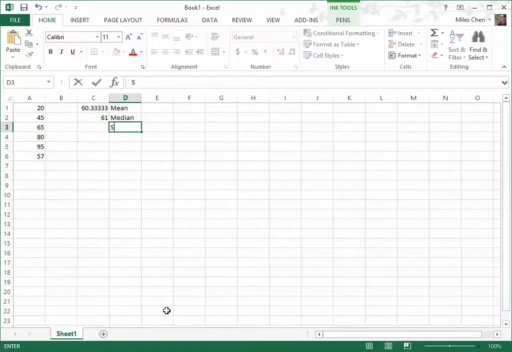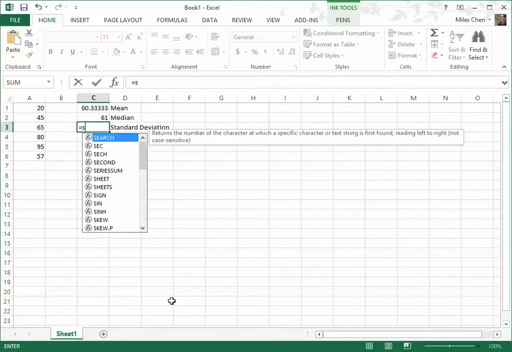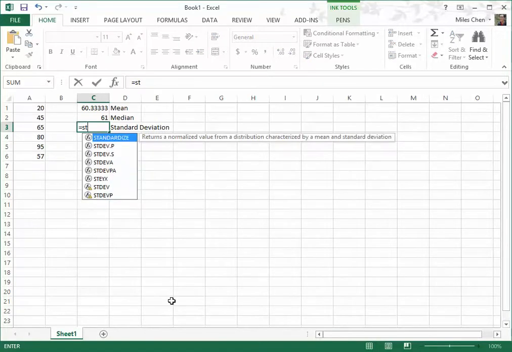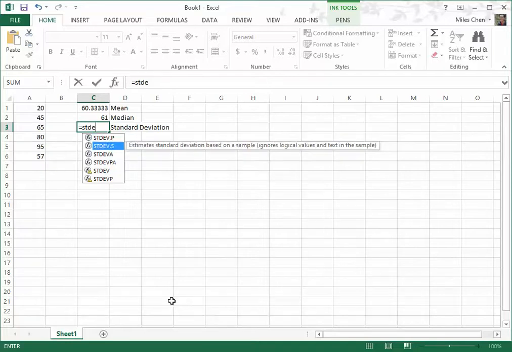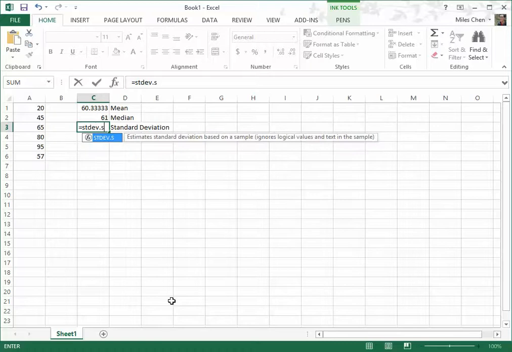You can get the standard deviation. And you type in STDEV, and you want standard deviation dot S. You can do STDEV without the .S, but that's what they consider the deprecated formula, which means it still works, but they recommend using .S or .P.